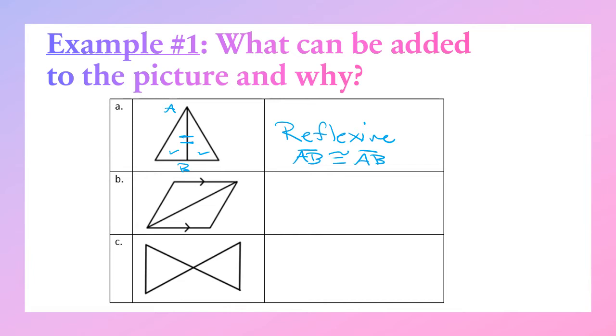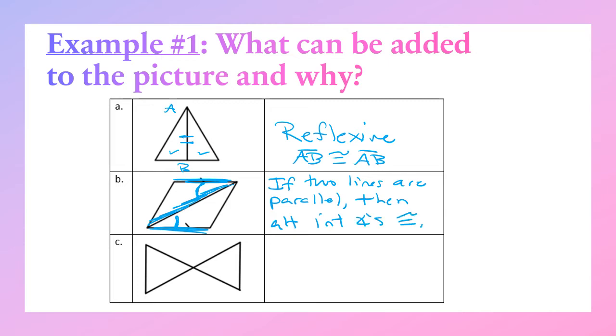The second picture, B, shows a set of parallel lines. If we think about what parallel lines really mean for us, we talked about the magic Z, and parallel lines form alternate interior angles that are congruent. So you had a theorem that said, if two lines are parallel, then alternate interior angles are congruent. If you look at that picture, we have our one pair of parallel lines, and we have our congruent alternate interior angles.